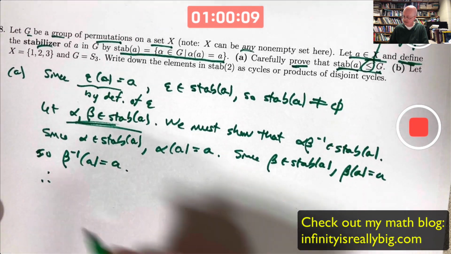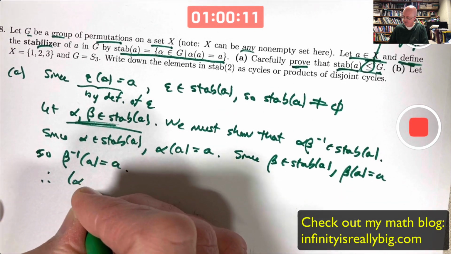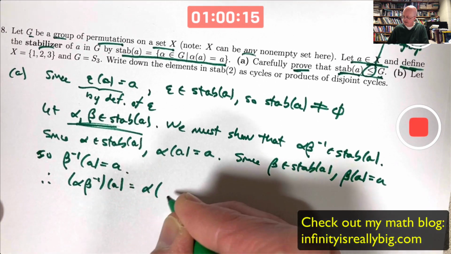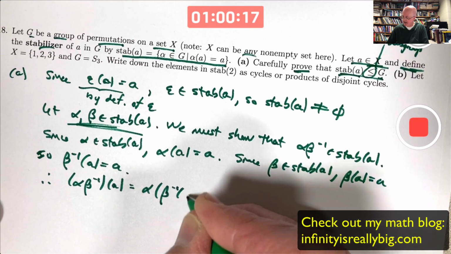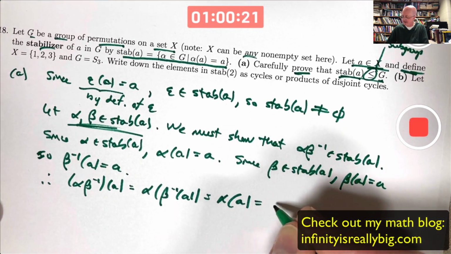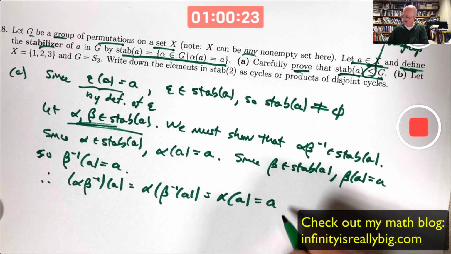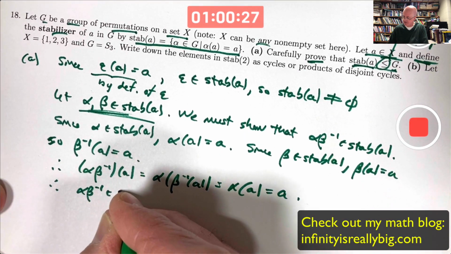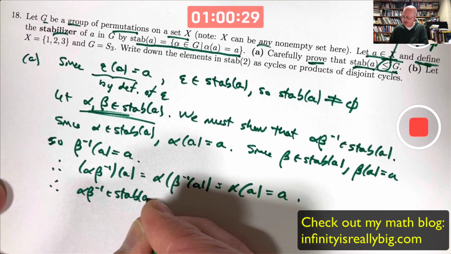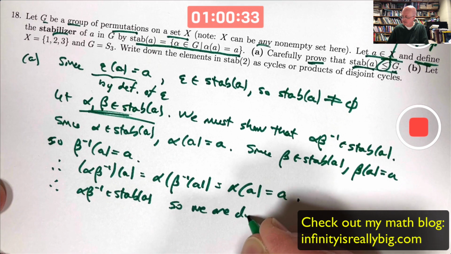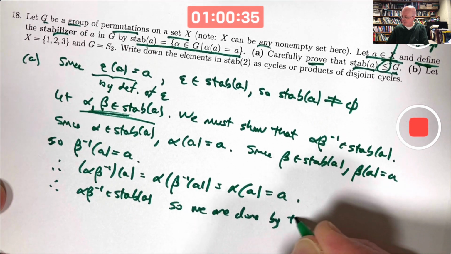Therefore, three dots means therefore, alpha beta inverse of A. Well, first of all, that's alpha of beta inverse of A, but beta inverse of A is A, and alpha of A is A. We're done. Therefore, alpha beta inverse is in the stabilizer of A. So we are done by the one-step subgroup test.